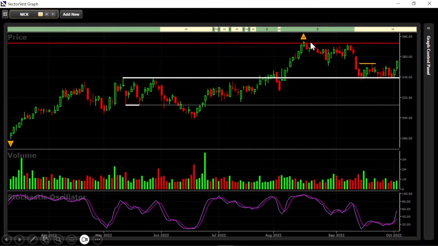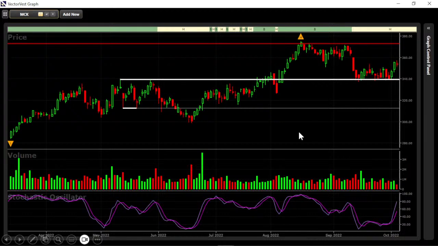That resistance level that we just came off of at about 370 and change would be my initial profit target, right? That seems to be resistance. I mean, it's a level at which the stock price failed to move higher twice. So I would look at that zone as an initial profit target.